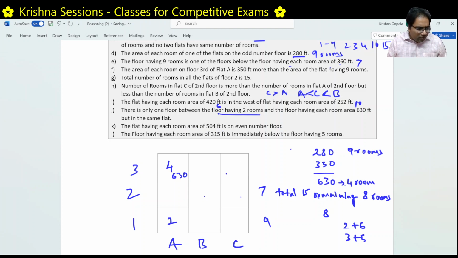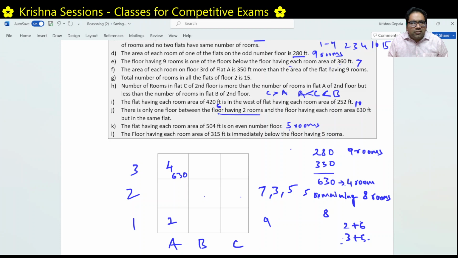The flat having each room area of 504 is on even number floor. Okay, 504, 2520 by 504. What is this? This is 5. This is 5 rooms. Okay, second floor we had discussed. Second floor, it is 7 and 2 plus 6 or 3 plus 5. So if the 5 rooms floor is coming on second floor, obviously, then the combination is 7, 3 and 5, right? So now the combination will become 7, 3 and 5. ABC.